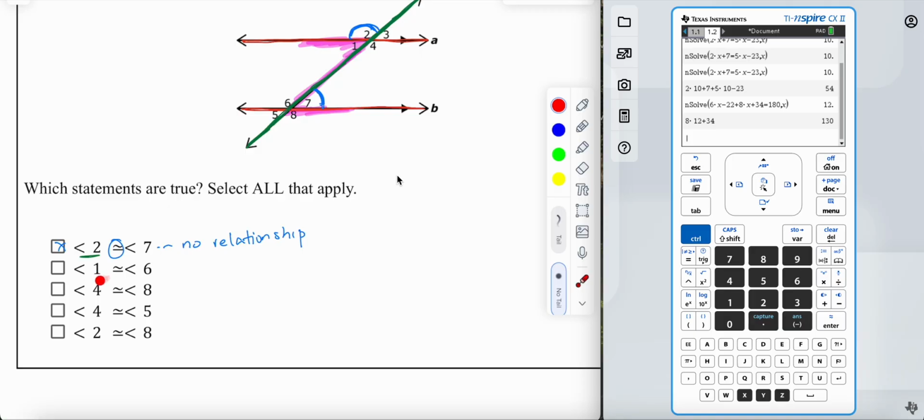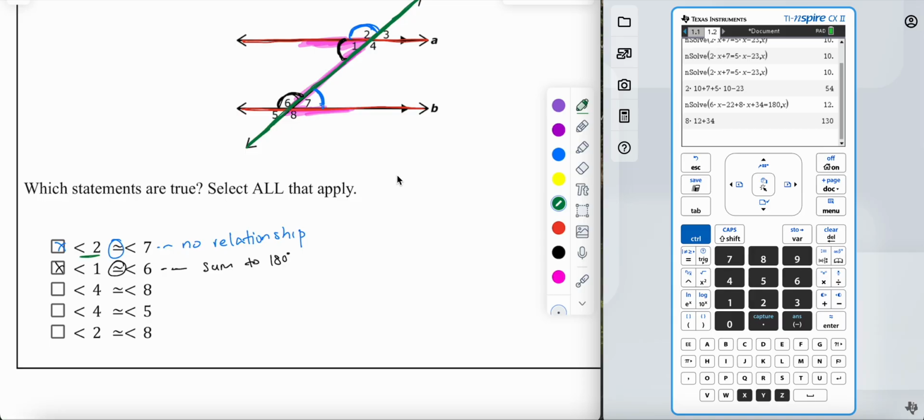Now we're going to look at angle 1 and 6. So 1 and 6, they are same side interior. They're on the same side. So if they're on the same side and they're also inside, those are called same side interior, and they sum to 180. They are not equal. We are looking for equal. All right?